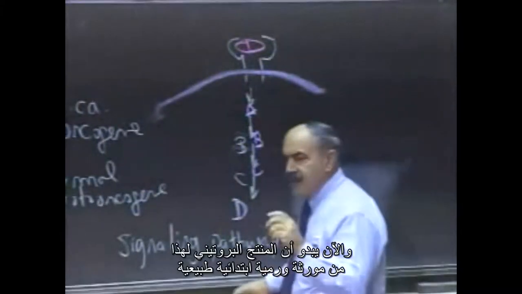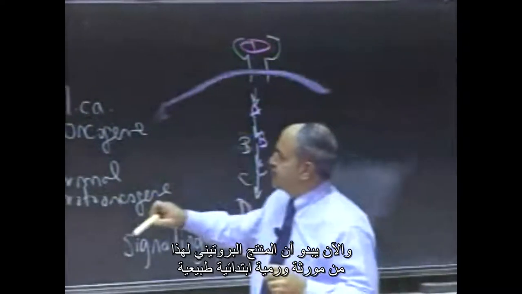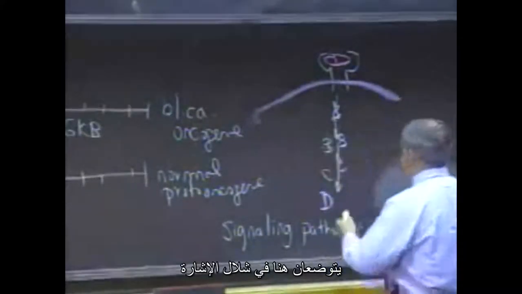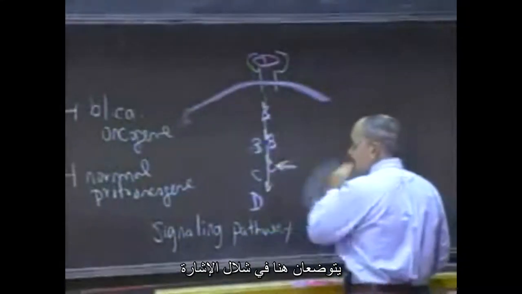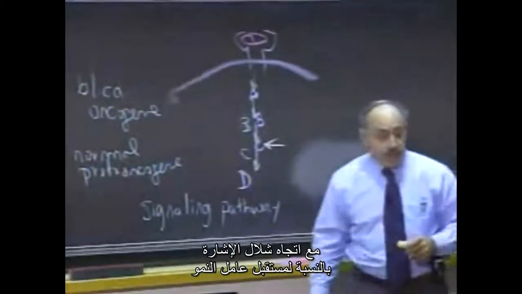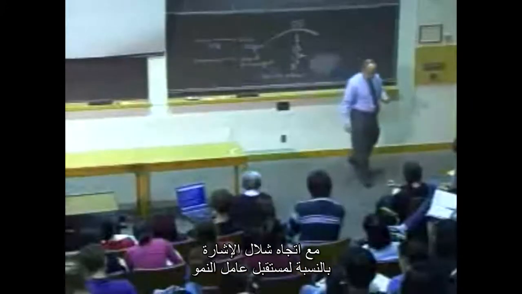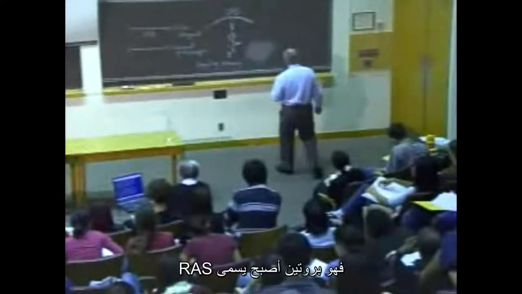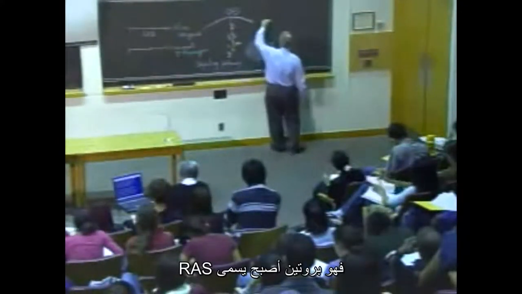Now, it turned out that the protein product of the normal proto-oncogene and the bladder carcinoma oncogene sat right down here in the signaling cascade, downstream of the growth factor receptor. And the protein product was a very interesting protein. It was a protein which came to be called RAS.